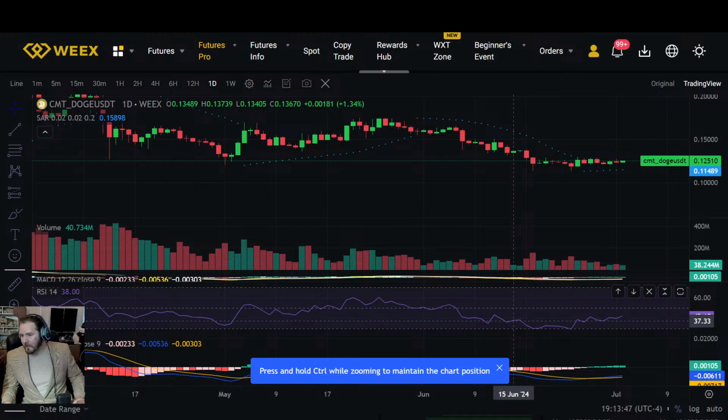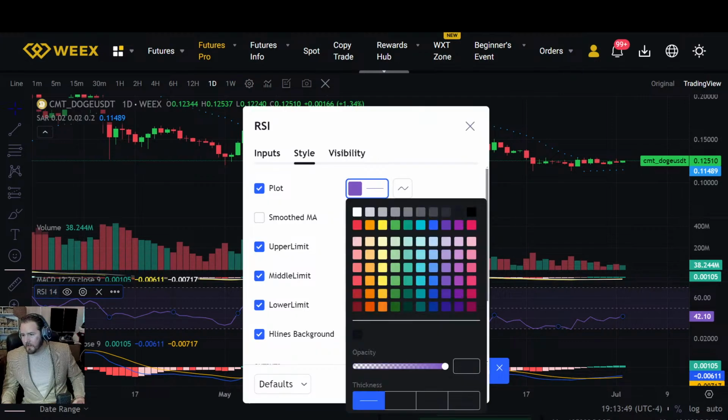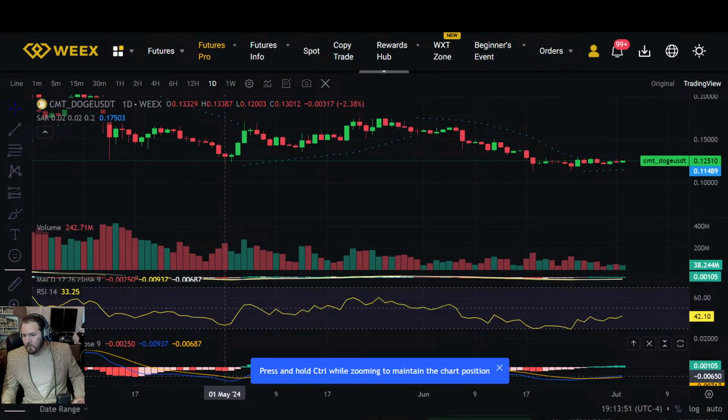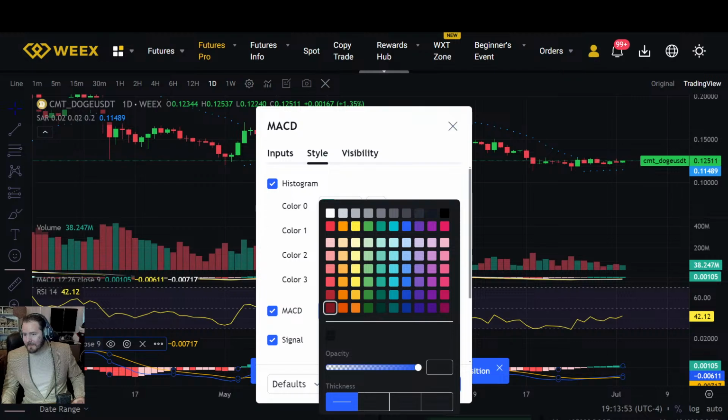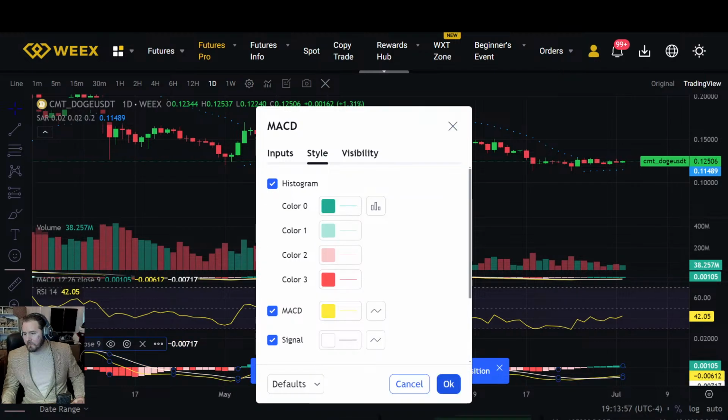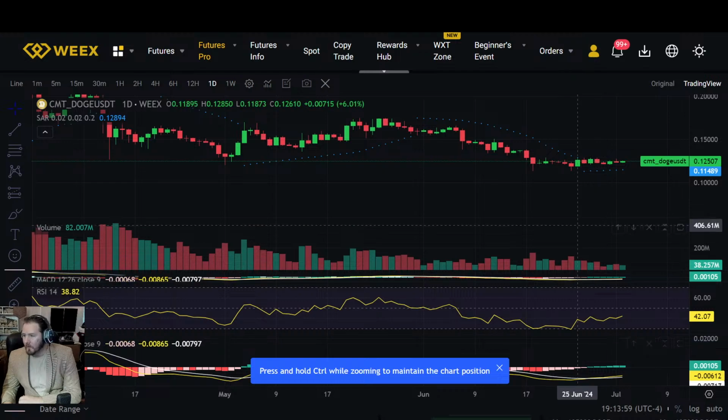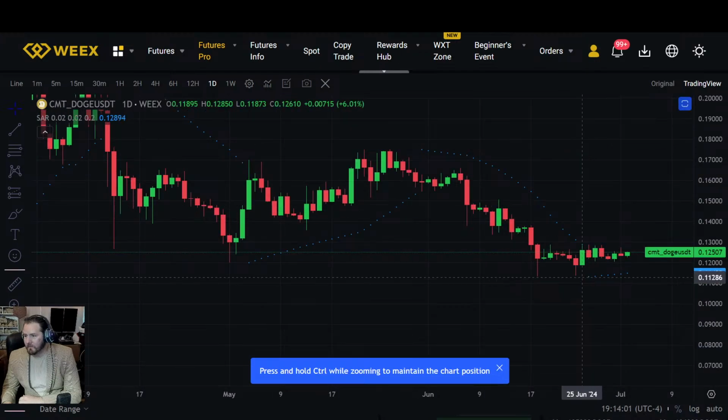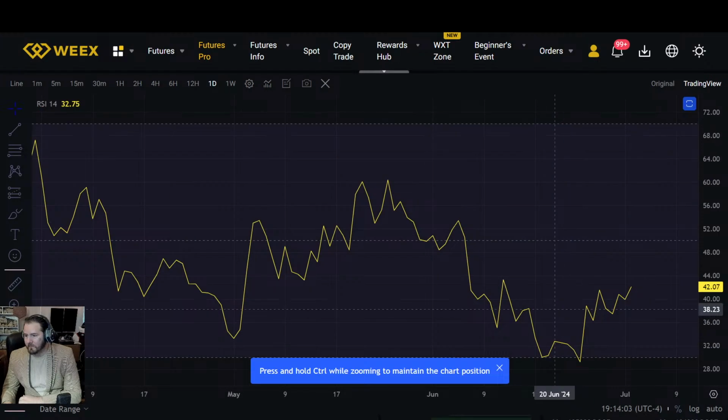So I have my RSI here. I like to have yellow for my RSI. And for my MACD, I like to have yellow for MACD line, white for signal line. Just how I recognize things. All right, so here's what we see for Doge. The RSI did cool down on the daily, and we started climbing. So we do have potential for a very good swing trade.